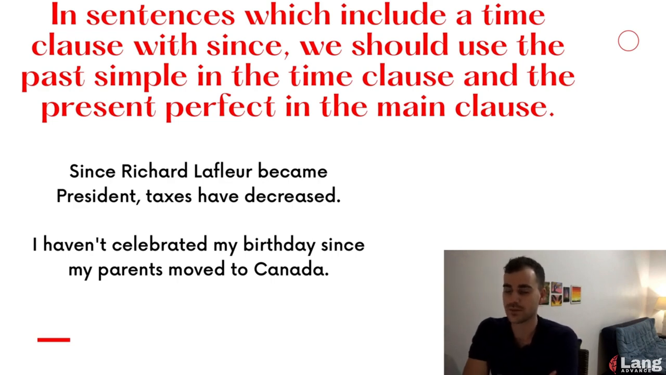Since Richard Lafleur became president, taxes have decreased. We use the past simple in the time clause with since, and we use the present perfect in the main clause. Taxes have decreased. I haven't celebrated my birthday since my parents moved to Canada. I haven't celebrated my birthday. That's the main part of the sentence or the main clause. Since my parents moved to Canada. That's the time clause. In the time clause, which includes since, we use the past simple. In the main clause, we use the present perfect.